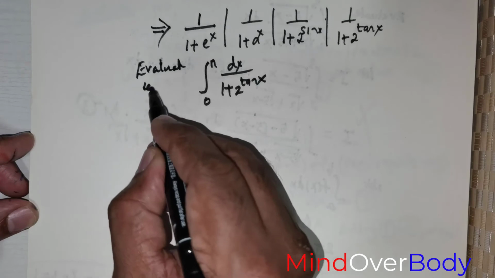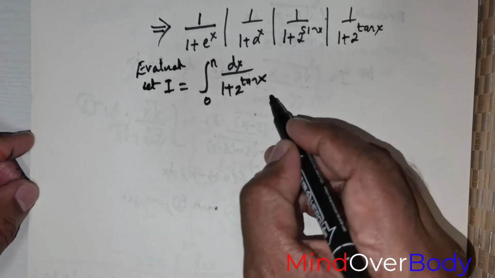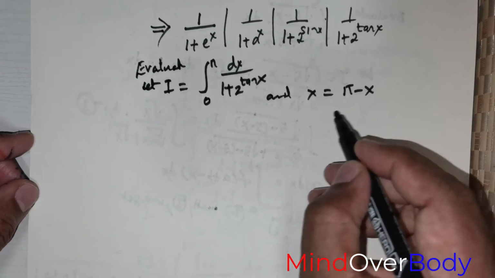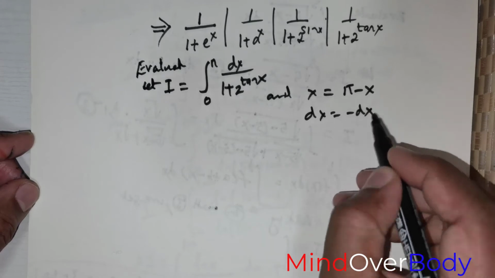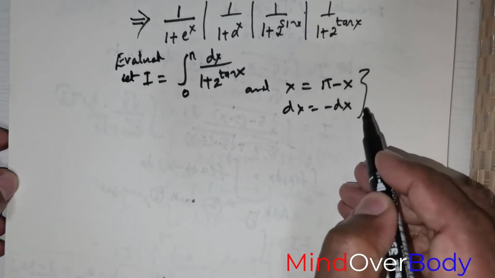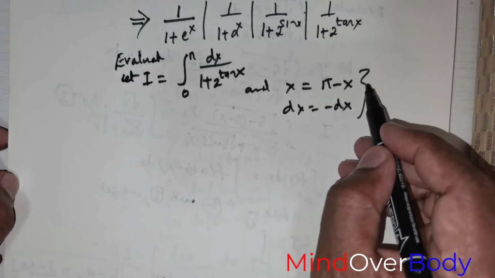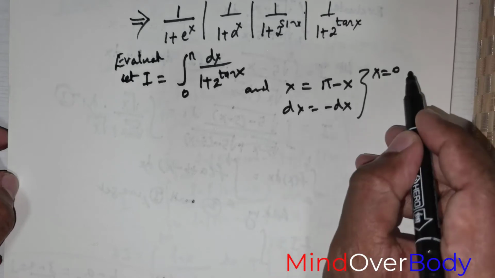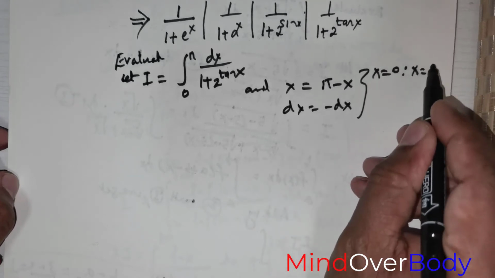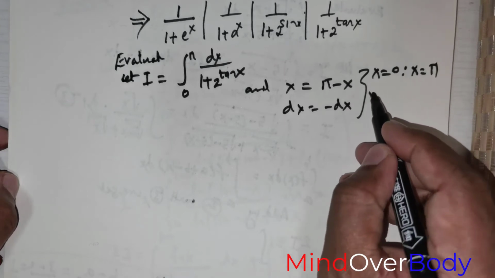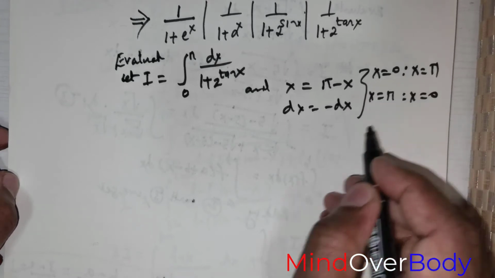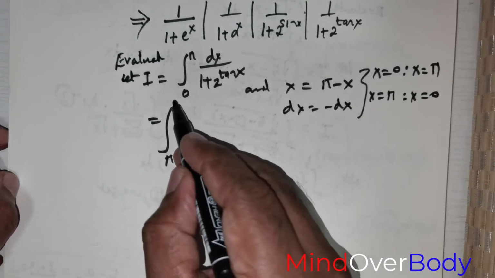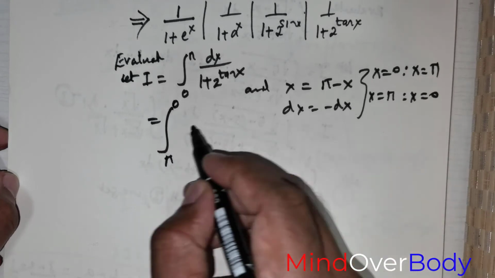Now what I wish to do is I would like to let I be equal to this, and then I'm going to set x to be equal to pi minus x. So from here dx is going to be negative dx, and then when x is equal to 0, the value of this x would be equal to pi, and when x is equal to pi, the value of this x will be equal to 0. So I can rewrite this as the integral from pi to 0. I got a negative dx.